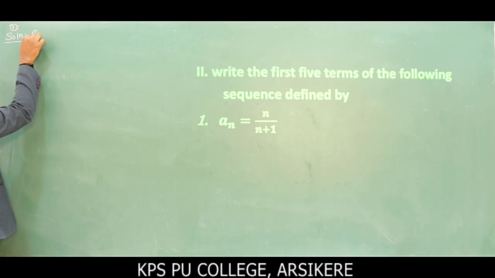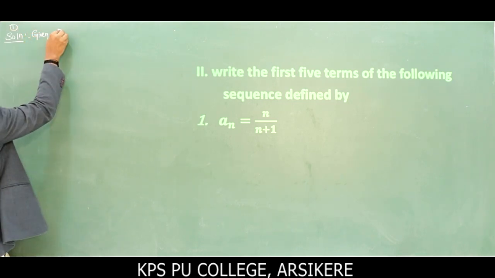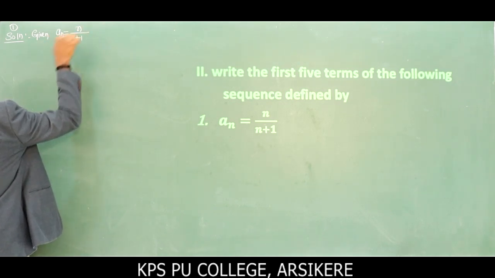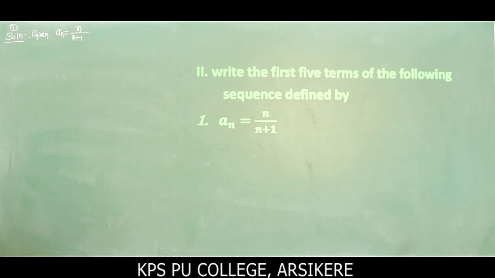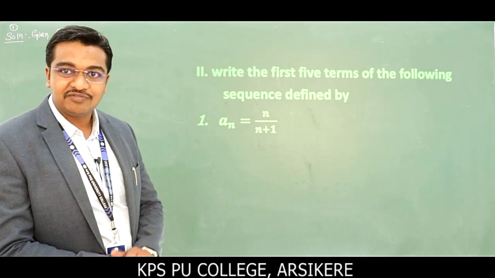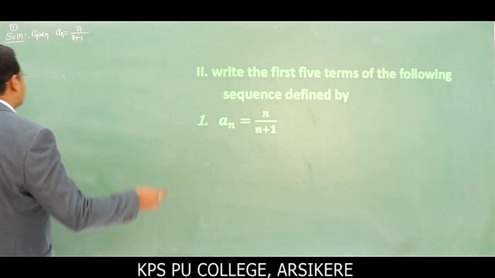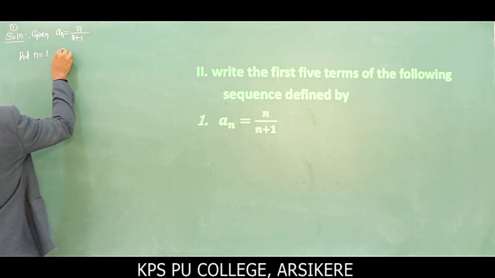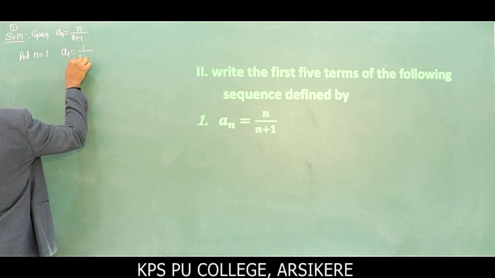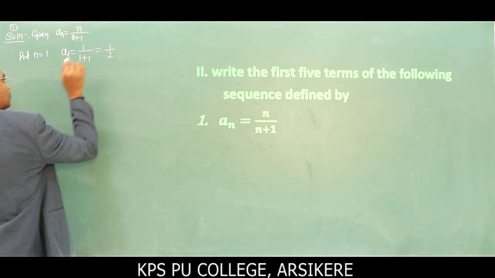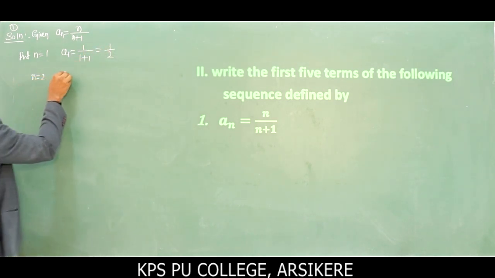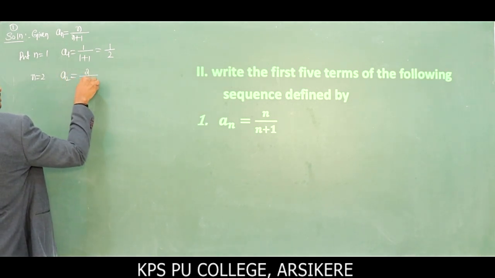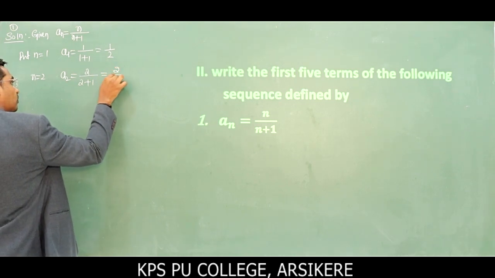For the first one, given an is equal to n divided by n plus 1. Here we need to find the first 5 terms of the given sequence. Put n is equal to 1. a1 is equal to 1 divided by 1 plus 1. You obtain 1 by 2. When n is equal to 2, a2 is equal to 2 divided by 2 plus 1. That becomes 2 by 3.